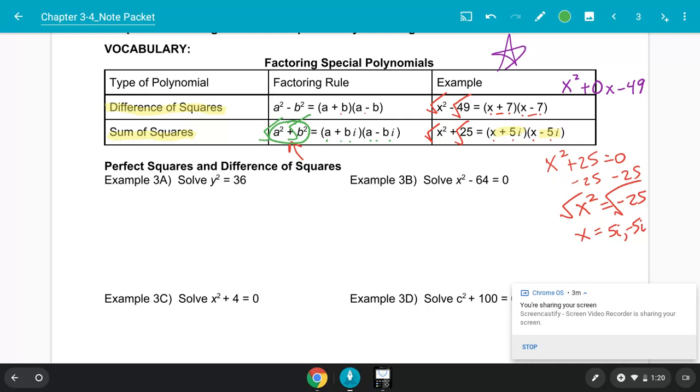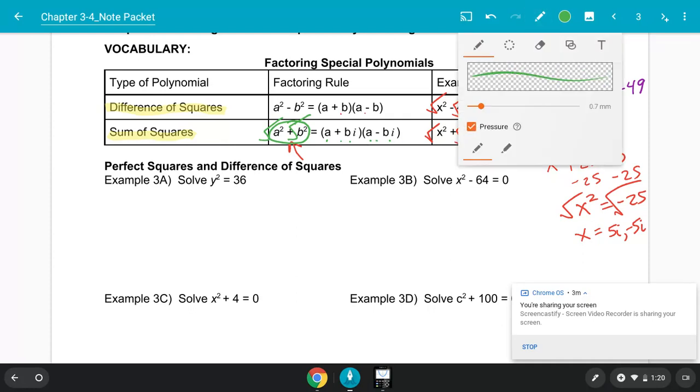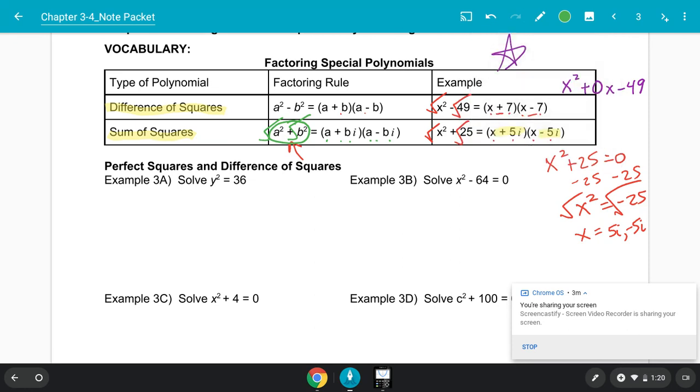Here, when we solve using the difference of squares or the perfect square, in my opinion, there's two ways you can solve this. When we're solving, we're trying to figure out what y equals. What I would do is just go y squared equals 36 and then square root both sides. And we would get y equals 6 and negative 6.